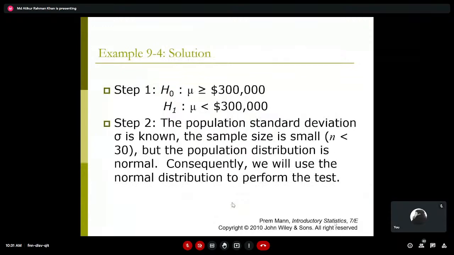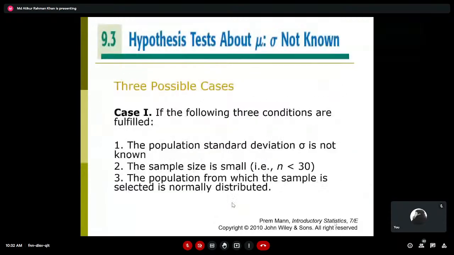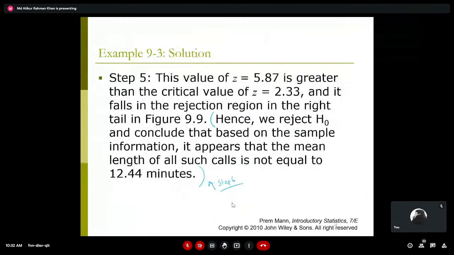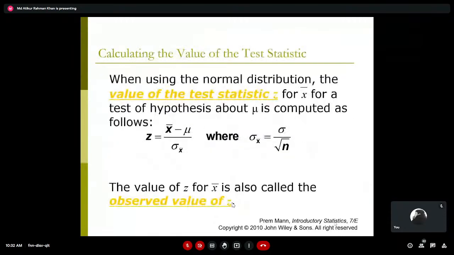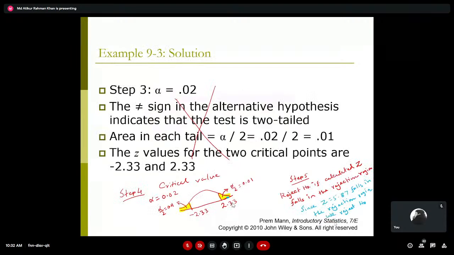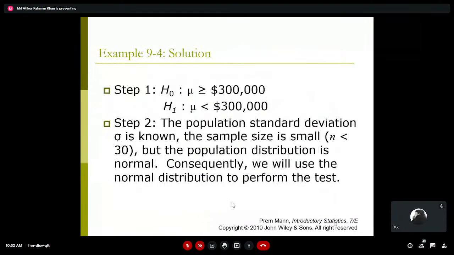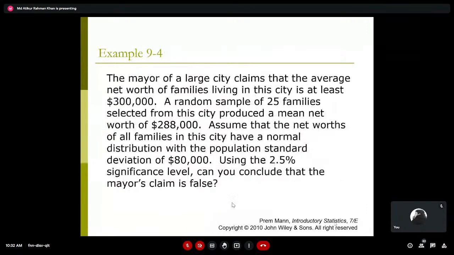Okay, let's see the next one. After that we'll move to the other problem, where sigma is not known. Okay, so here we did it. Now it's your turn.